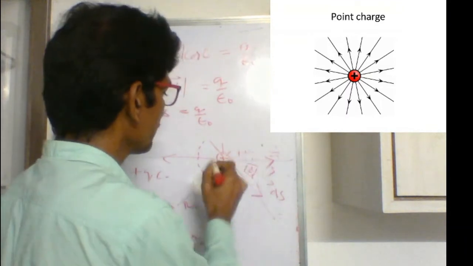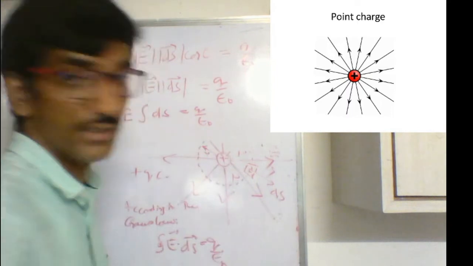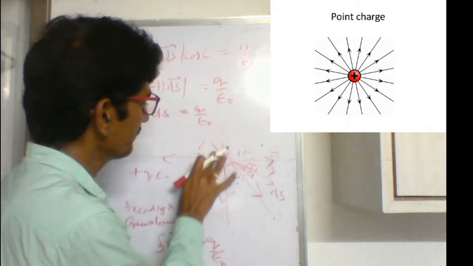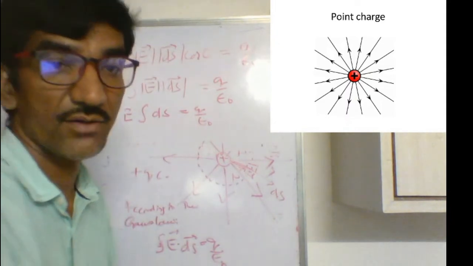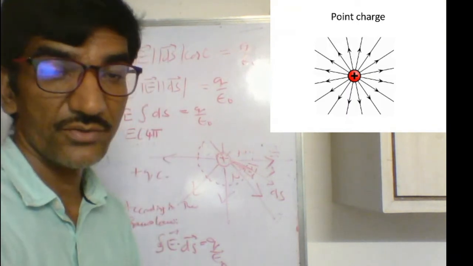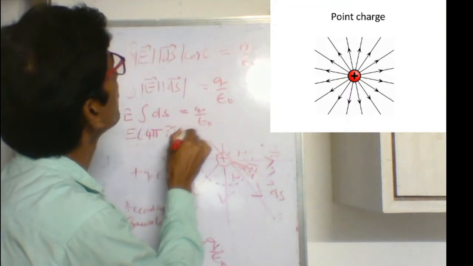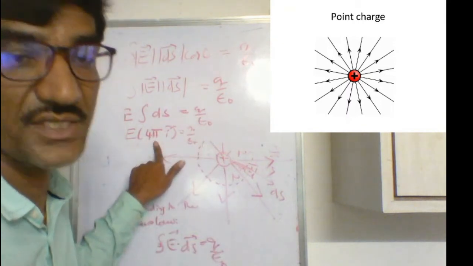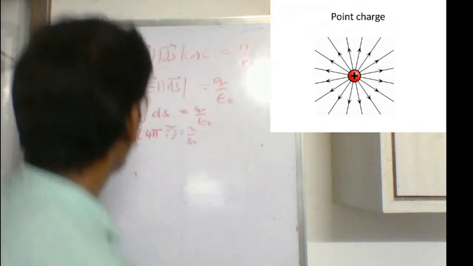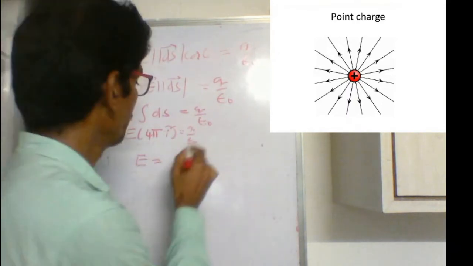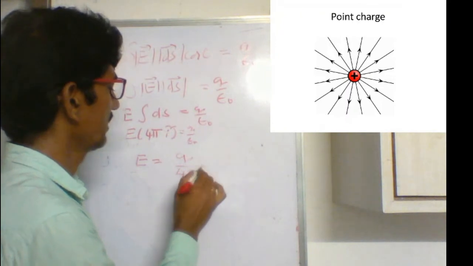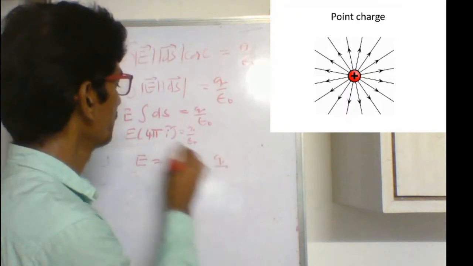What is the radius of your Gaussian surface? Say this is r, the distance from here to here. So your total area of the Gaussian surface is 4 pi r square, because this is the formula for the surface area of a sphere. So E into 4 pi r square is equal to q by epsilon naught. Let us write the expression for E. You have q here, and on this side you have 4 pi r square epsilon naught. Otherwise, you write this as 1 by 4 pi epsilon naught, q by r square.